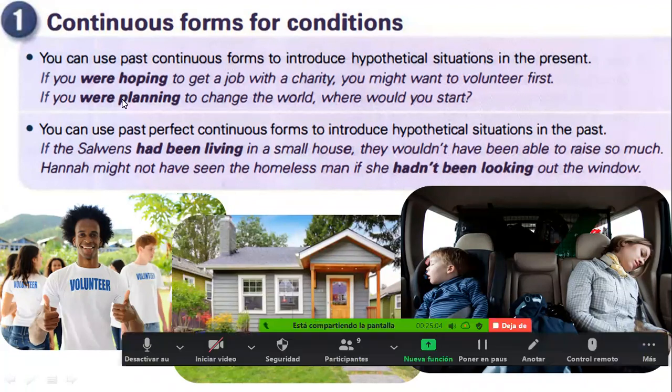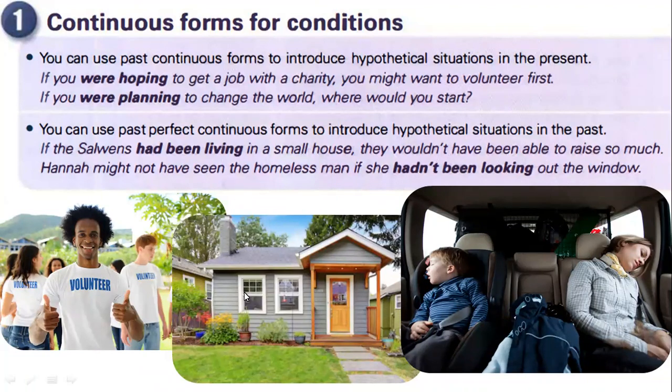Continuous forms for conditions. You can use past continuous forms to introduce hypothetical situations in the present. If you were hoping to get a job with a charity, you might want to volunteer first. All right. Hypothetical situation. Okay. If you were hoping. Now, hypothetical situation.